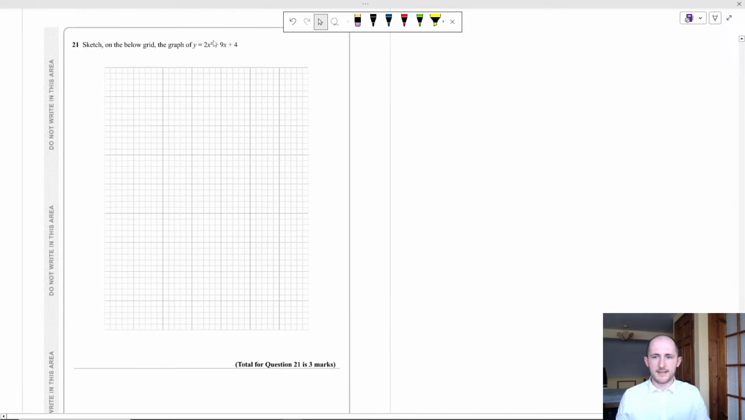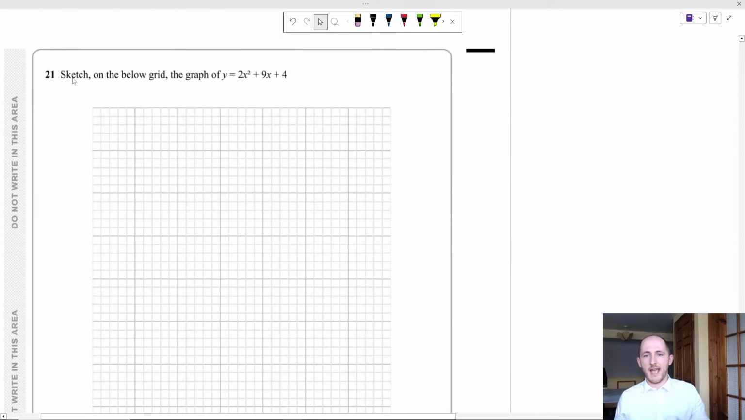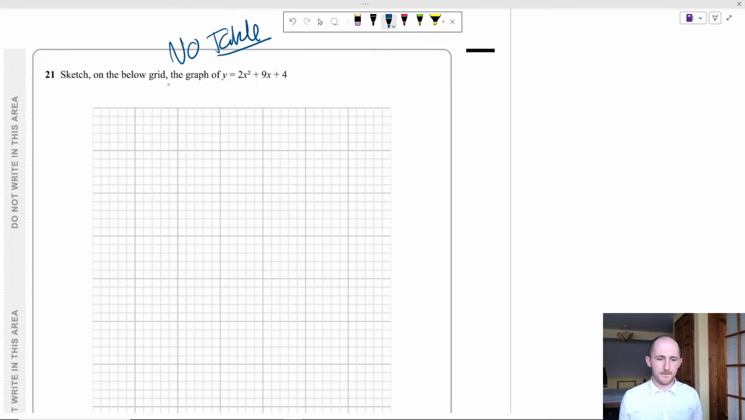On the grid below, you need to sketch the graph of y equals 2x squared plus 9x plus 4. So if you remember, a sketch does not require plotting. Okay, so no table. Do you have any tips for problem solving questions?